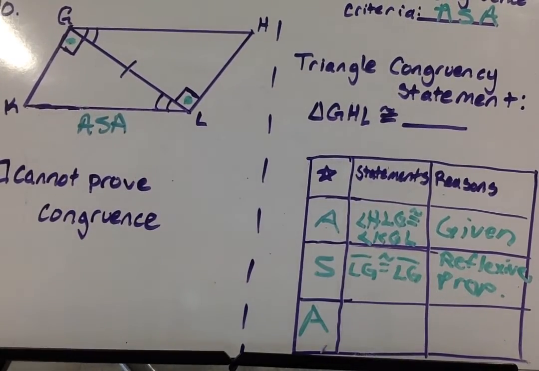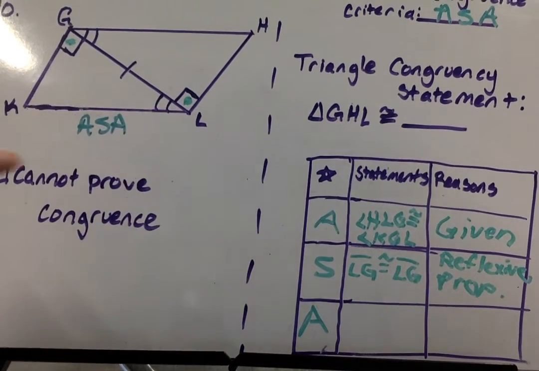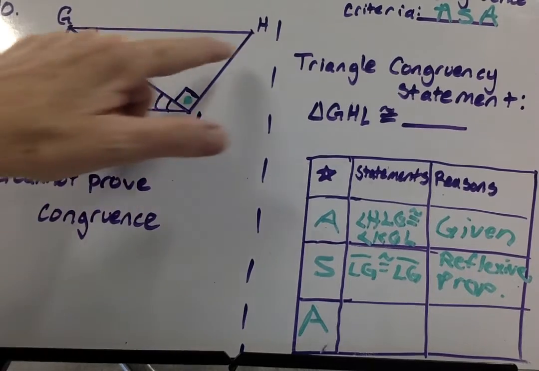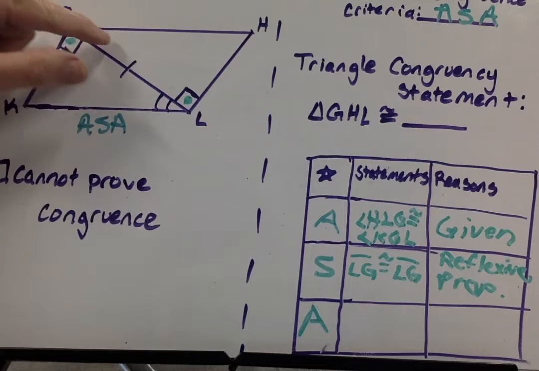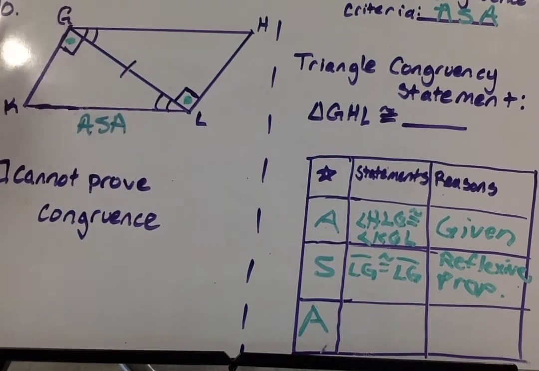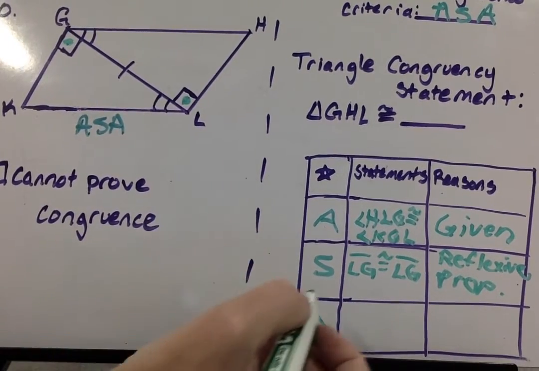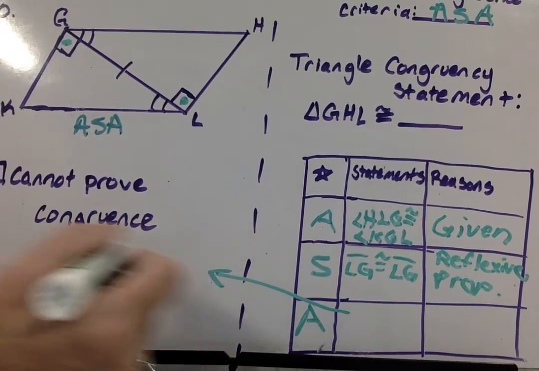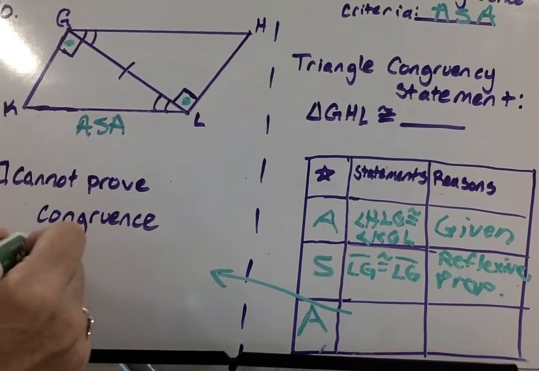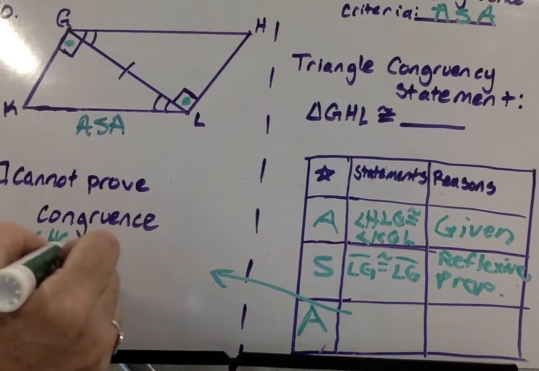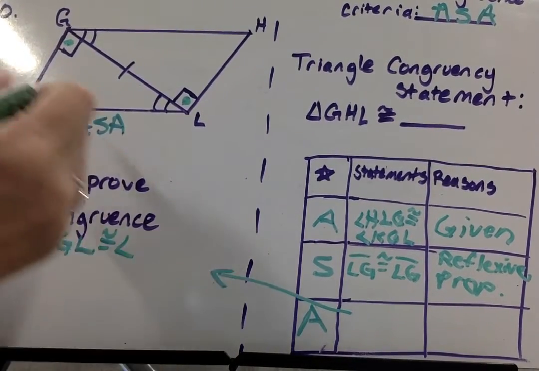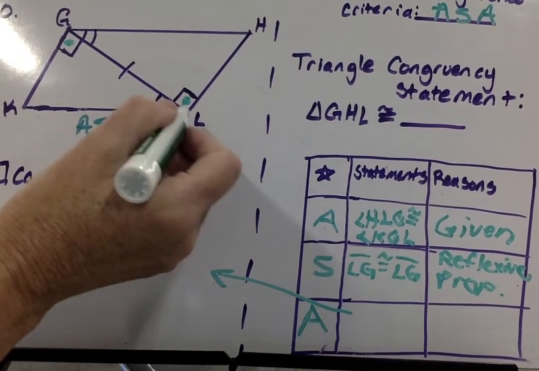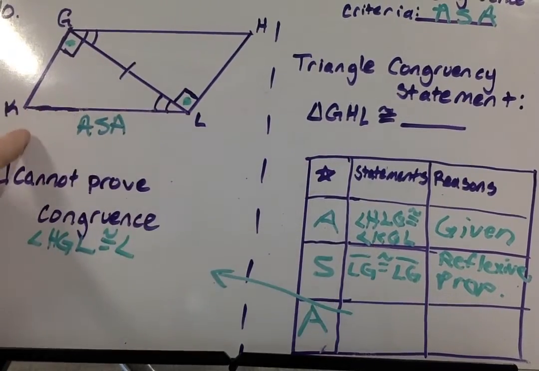The last one has to be your last angle. So back up here, I'm going to say this angle HGL. That's the middle one right here, and I want to make sure it's this side, one with the two arches right there. So I'm going to say, and I'm going to write it over here, angle HGL is congruent to angle KLG.